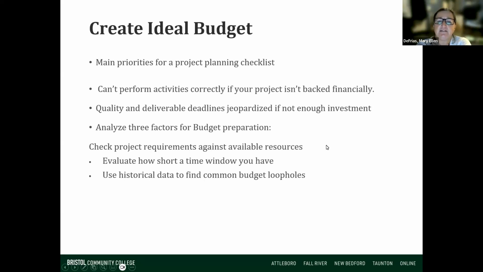These are the three things that I think are very helpful when you're getting ready to prepare your budget. Check your project requirements, what you want to do, against what available resources you have. Look at the window of time that you have. And if you have any historical data, if you know somebody who's done something similar who's willing to share, or you do some research, where are some budget loopholes? Where are some areas where people have had issues with their budgets in the past?